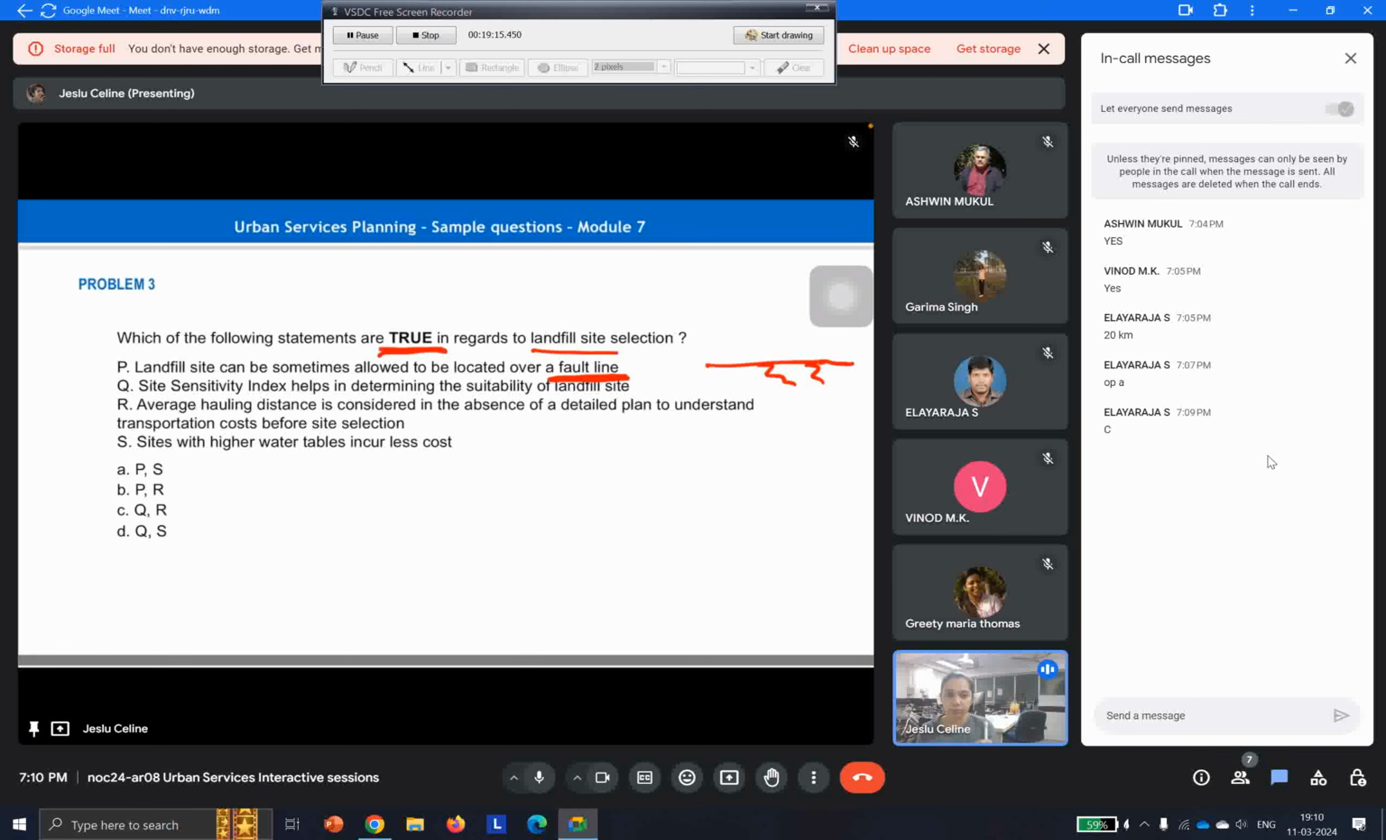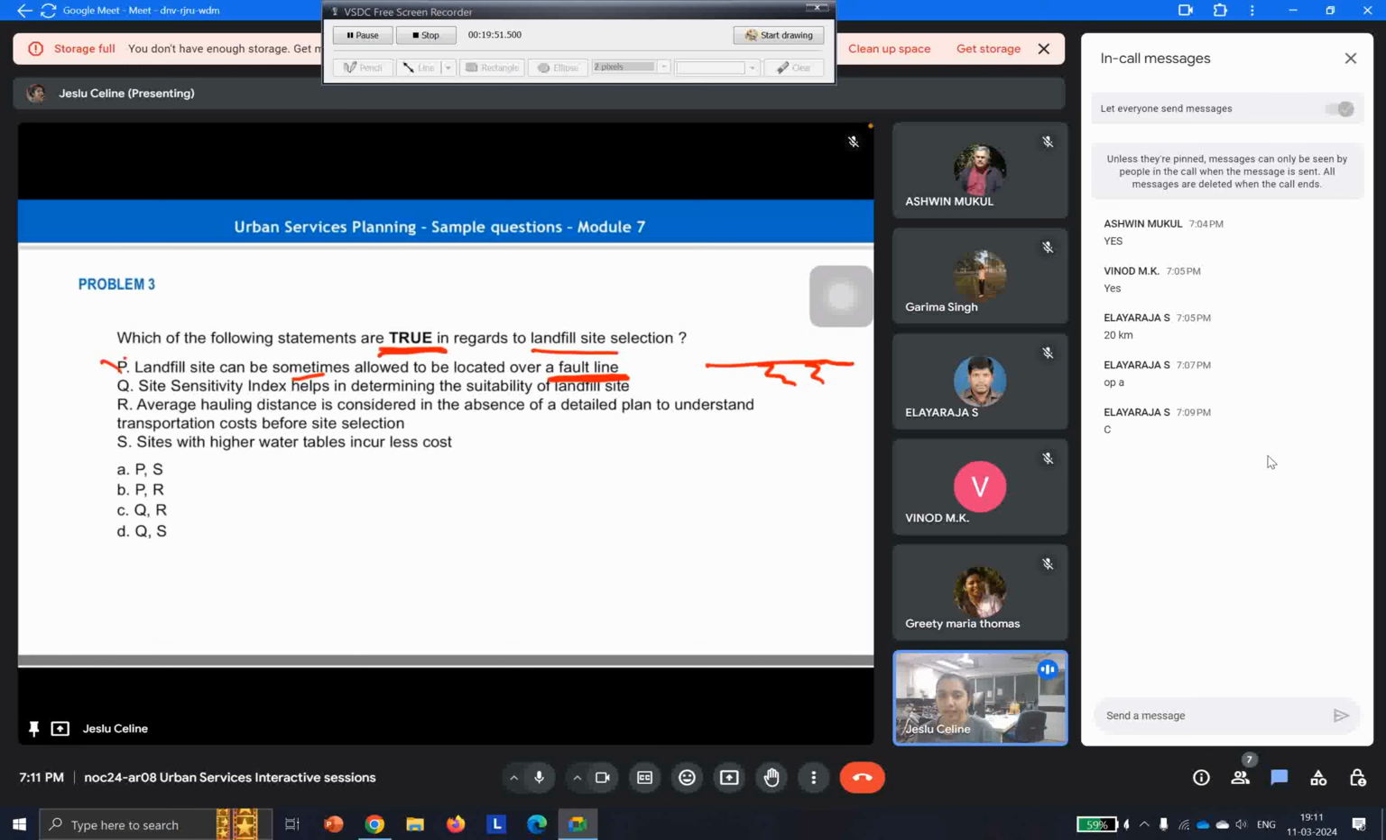We can imagine if we place a landfill site over a fault line, if there is a crack or a disturbance, and if there are some eruptions or some problem, then there would be a disturbance in that whole landfill site region. And we know that landfill sites are designed for a longer duration, around 15 years. It needs to be there as such so that the waste can be processed. So this is a wrong statement. Landfill sites can never be placed over a fault line. Now let's go to the next one.